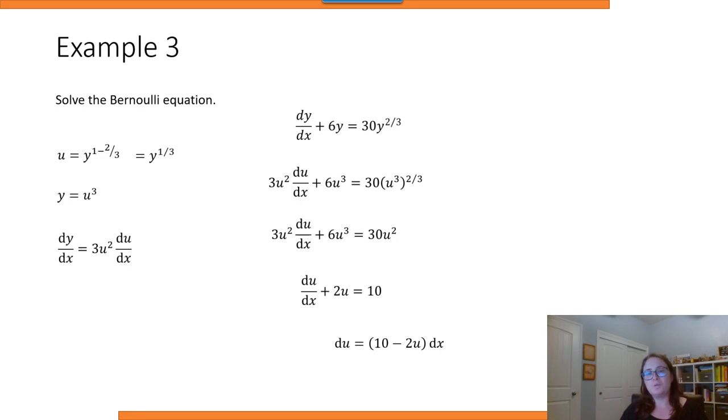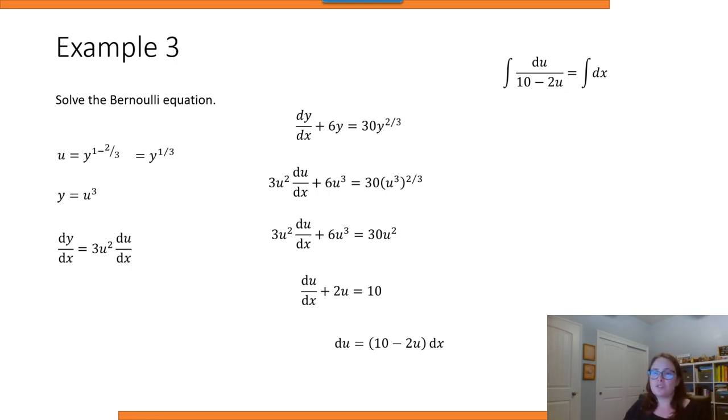If I subtract the 2u over to the right side and multiply by dx, I get du equals 10 minus 2u times dx. And then to separate those variables, I'll divide by 10 minus 2u. Okay, so now I have something ready to integrate. My u's are on one side, the x's are on the other side, and I can integrate this. Again, I'm going quickly through this because it's a longer problem.